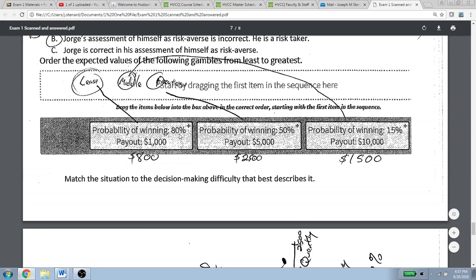And let's go to this one. The probability of winning, 80% with a payout of 1,000, is worth 800. A 50% probability of winning a payout of 5,000 is worth 2,500. And a 15% chance of winning a $10,000 prize is worth 1,500. So for the expected value of the following games, this one is the least value, this one is the second least value, and this one is worth the most, or the best.